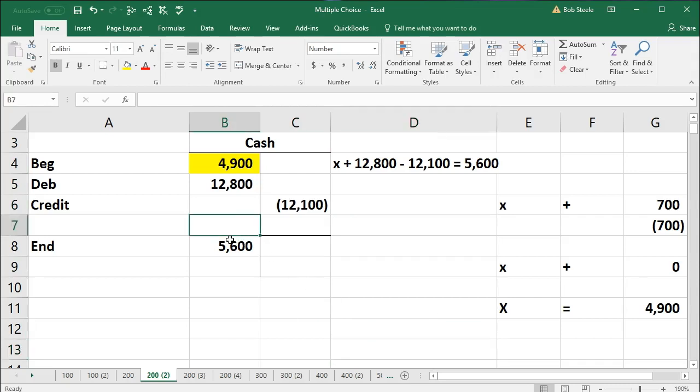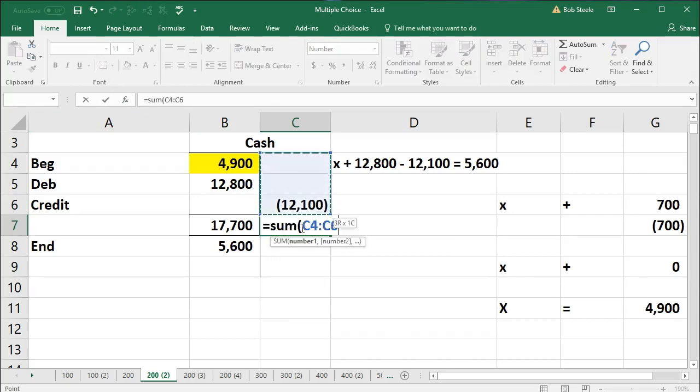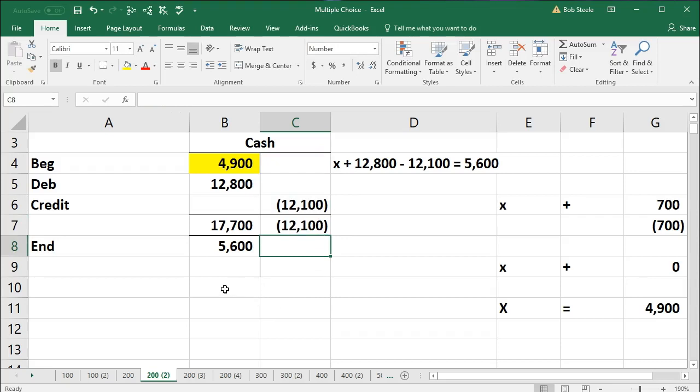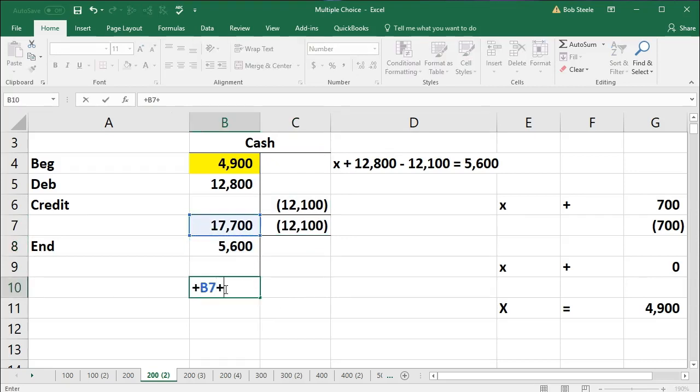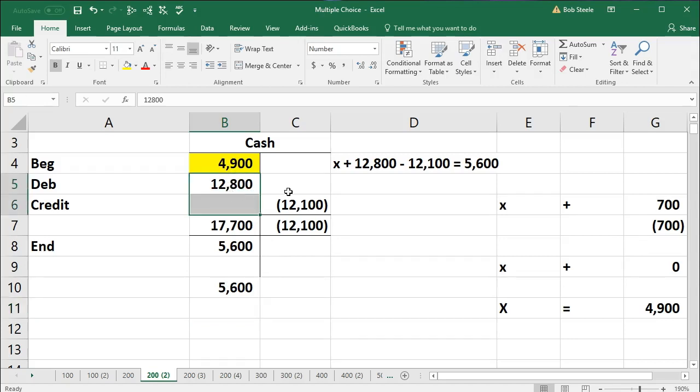We can also sum them up this way. We can say the sum of the 4,900 plus the 12,800, the sum of the debits, we could put an underline here, and the sum of the credits, which has got to be these, is the 12,100. If we take the difference, the 17,700 minus the 12,100, we get the 5,600. That's another way you can think of your formula. You can add up and say the total debits minus total credits have to equal that 5,006. That's one way to think of it.